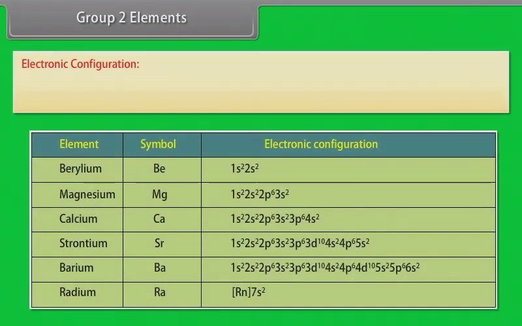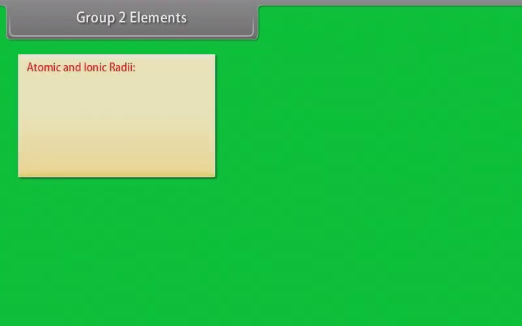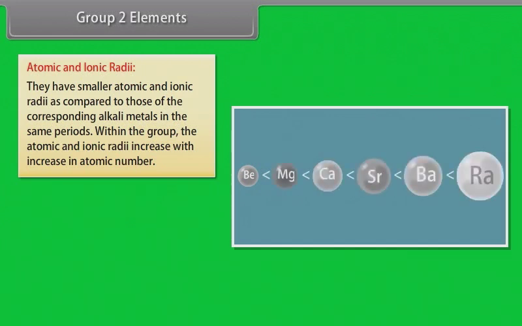Group 2 elements. Electronic configuration. These elements have 2 electrons in the s orbital of the valence shell. Their general electronic configuration is ns2. These elements are also predominantly ionic. Atomic and ionic radii. They have smaller atomic and ionic radii as compared to those of the corresponding alkali metals in the same periods. Within the group, the atomic and ionic radii increase with increase in atomic number.